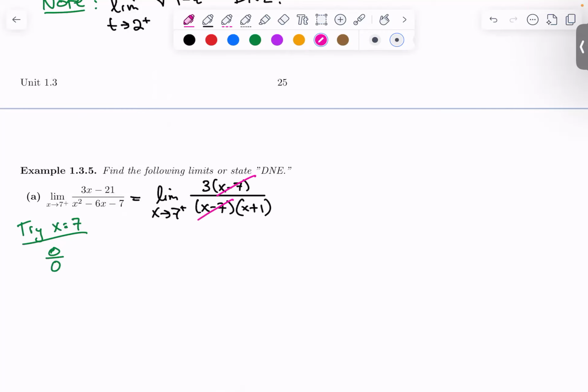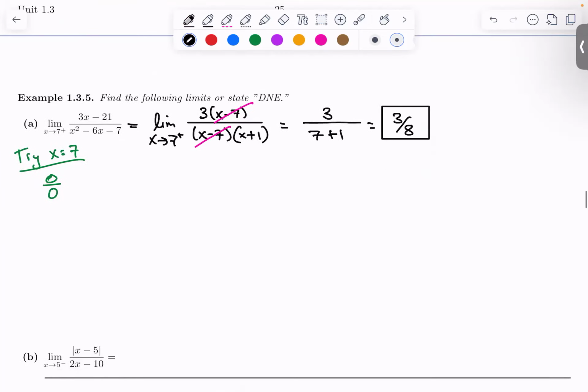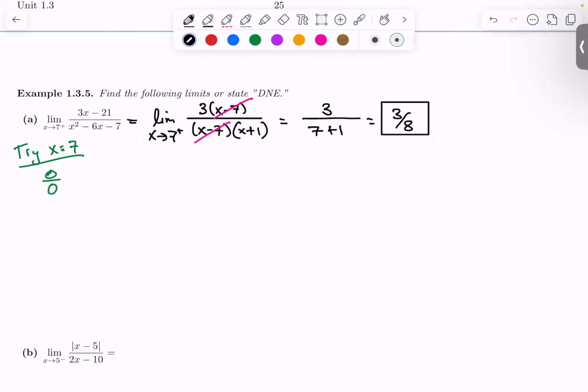And that was the only thing that was causing issues with this limit. The only thing that was really causing a problem was the fact that when we plugged it in, we got 0. Now we've gotten rid of it, so we can evaluate the limit, and the answer becomes 3 over 7 plus 1, which is 3/8. Now, I deliberately made this one on one line so that I should have said that beforehand.